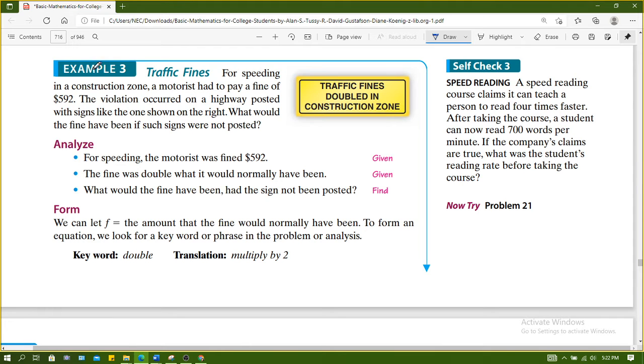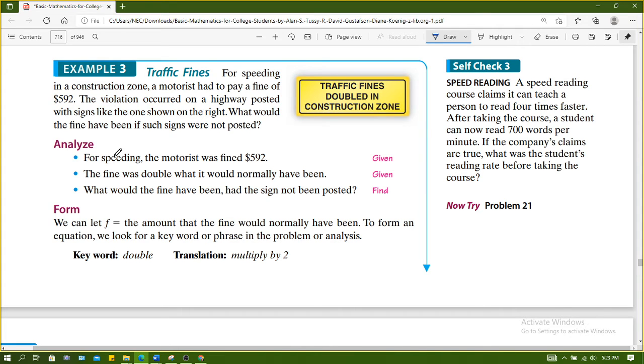Traffic fines. For speeding in a construction zone, a motorist had to pay a fine of $592. The violation occurred on a highway posted with signs like the one shown on the right. Traffic fines doubled in construction zone. What would the fine have been if such signs were not posted?